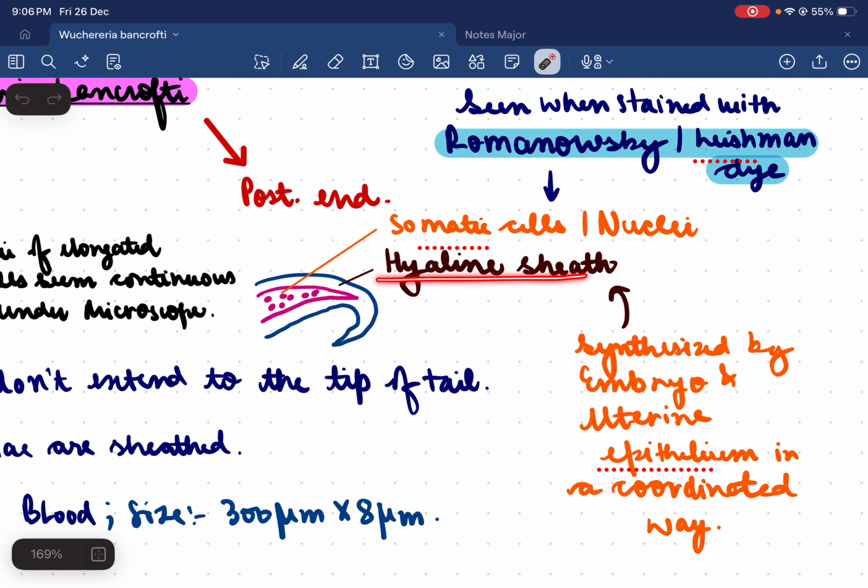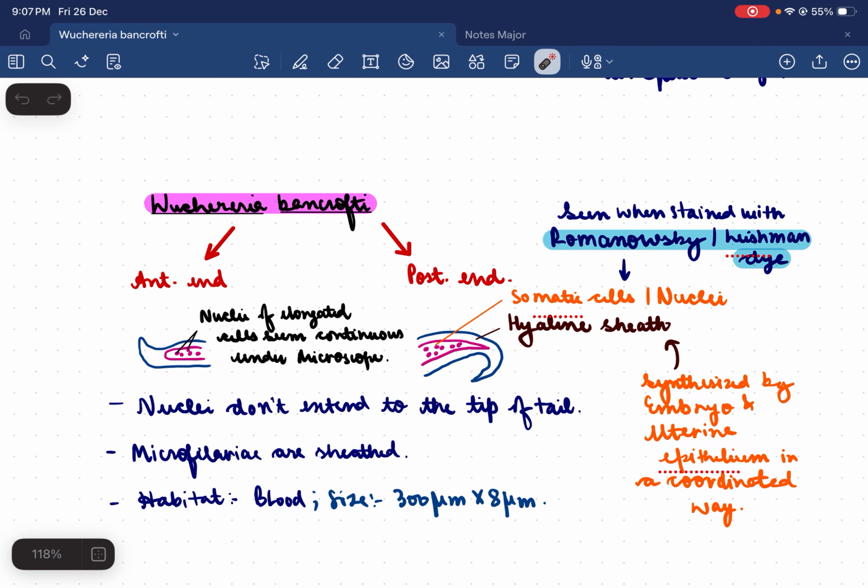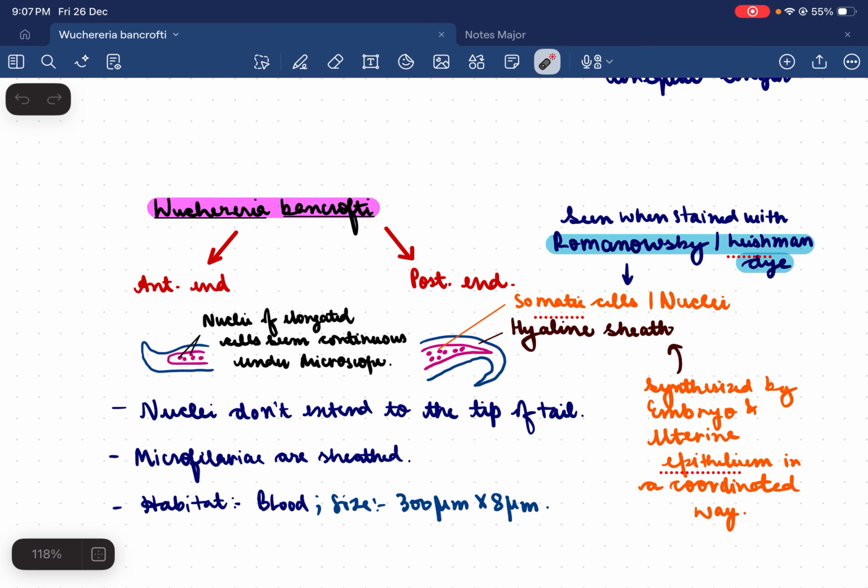This hyaline sheath is produced by the embryo and uterine epithelium in a very coordinated way. Now notice I said embryo as well as uterine epithelium. This suggests that the microfilaria are spending their time inside the body of Wuchereria. Well, that is true because Wuchereria bancrofti are ovoviviparous. What does that mean? This means that the microfilaria are going to be present inside the female body, but they are not going to derive their nutrition from female. They have their yolk for that.